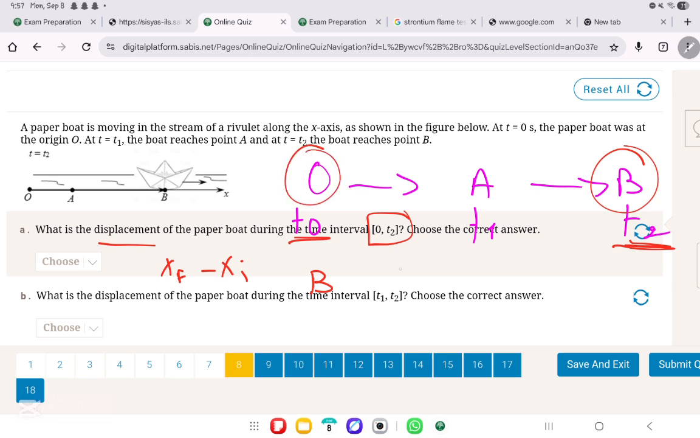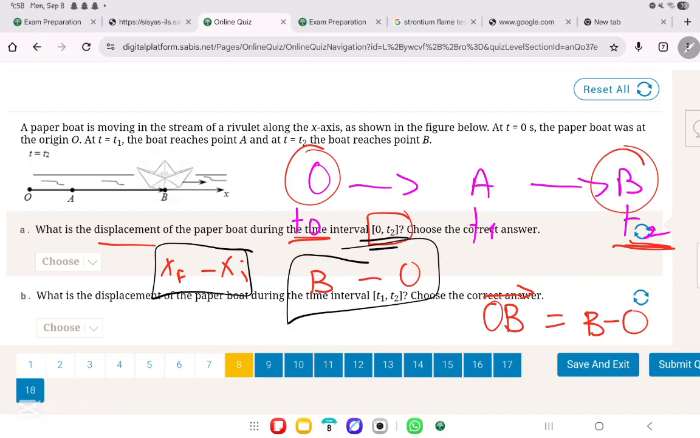So, x final minus x initial. What did we also know? We know that if you wrote OB, it's equal to B minus O, right? So what is the displacement of the paper boat? It's either x final minus x initial, of course in this time interval, or it's B minus O, or it's OB. Why? Because OB is B minus O. Why? Because you do final minus initial, right? So the answer over here is OB.